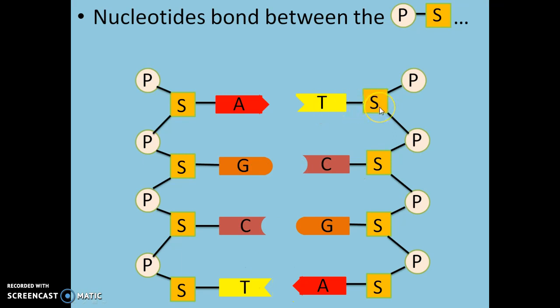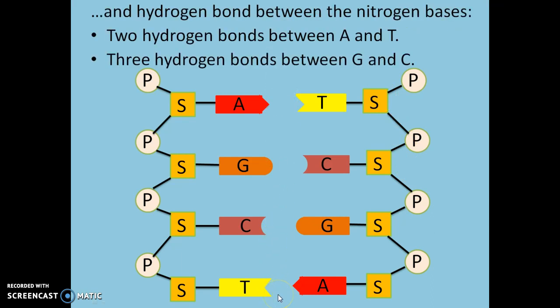Each one of these bases needs a sugar and a phosphate. And then we need to connect those with our sugar to phosphate bond to make a chain. Now that we have the left side and we have the right side, we need to combine them in the middle. And we do that with hydrogen bonds.